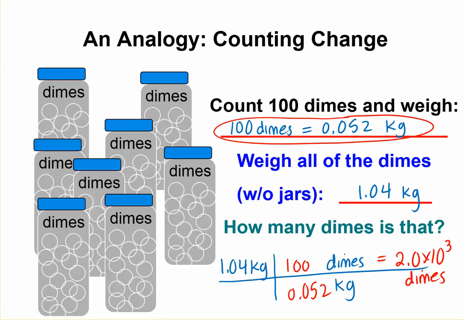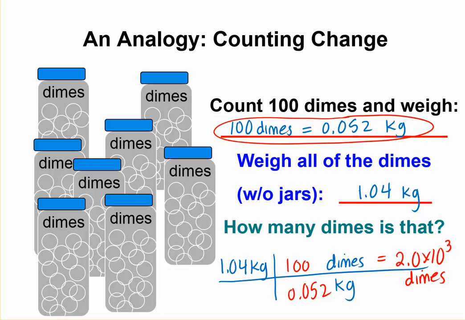Okay, so this is a good analogy because it shows you how we can use a balance to get a mass, and then use a conversion factor to figure out how many we have. Okay, a couple of things. So this is our conversion factor. We're going to want this for atoms as well, which we will get. But anyway, a couple of things that are important.